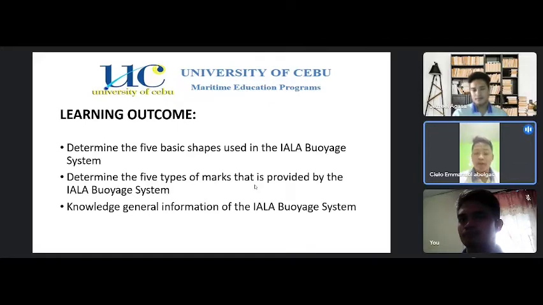Before we start, we must know the learning outcomes of this topic. First, we must determine the five basic shapes used in the Ayala voyage system and the five types of marks provided by the Ayala voyage system. And lastly, we must have general knowledge of the Ayala voyage system.